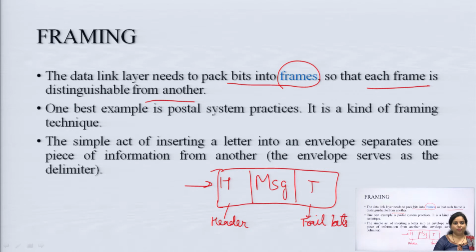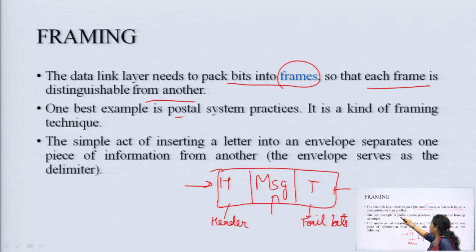What kind of information will the header consist of? The header will consist of the synchronization information, the source address, the destination address, the logical address. This is the information that the header will be carrying, and it is followed by the original message bits, then it is followed by the trail bits. Now, the trail bits will signify that the frame has ended over here. So, this is how the data link layer frame will work.